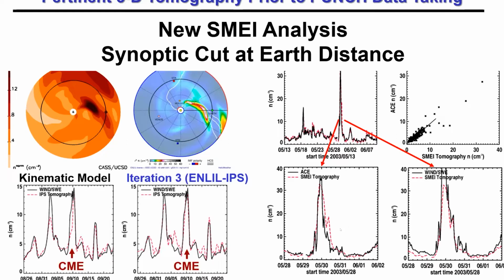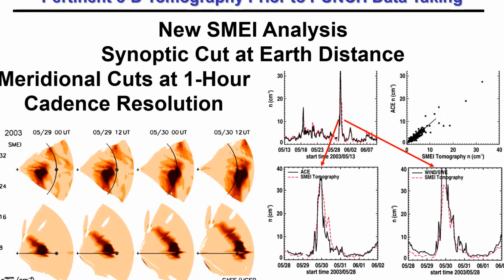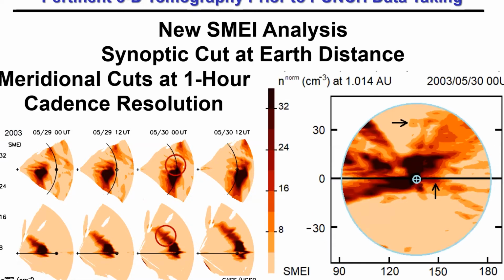This is the reconstruction at about 1 hour cadence from SME. What you can see here is an ecliptic cut and a meridional cut. You see a lot of structure down here at 1 hour cadence. You can see that little wave down at the bottom in the meridional cut. This is real data. That's what that bump looks like in a synoptic map.